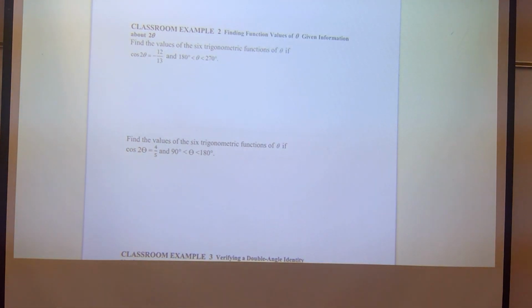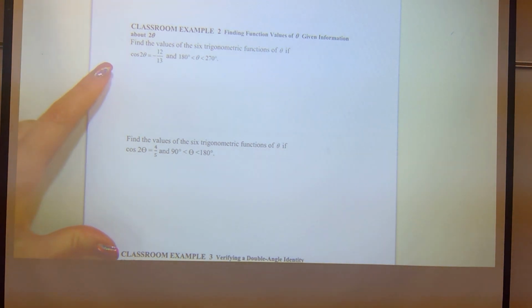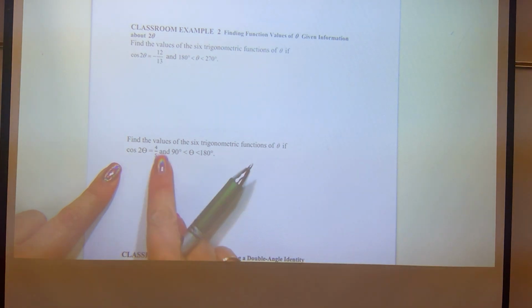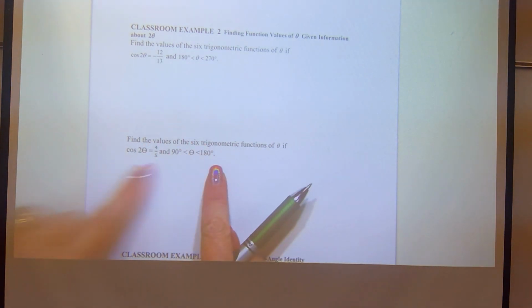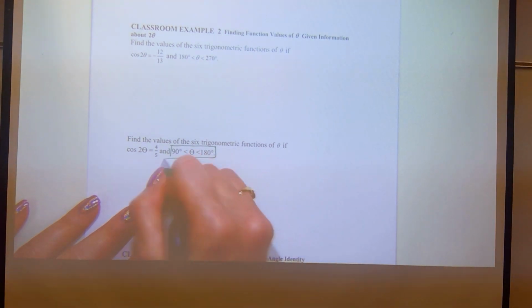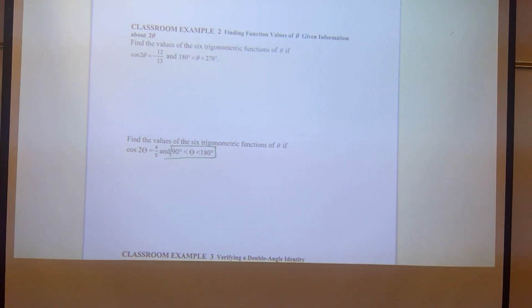All right, we're going to do one, and then I'm going to let you work out the other. I like the second one better. I will give you the results for the first one here in just a second, but we're going to work out the second one. Cosine of 2 theta is 4/5, and I know that theta, not 2 theta, but theta is in quadrant 2.